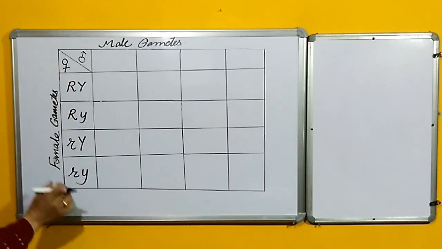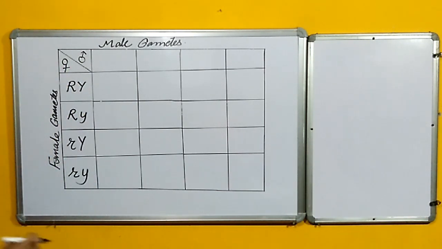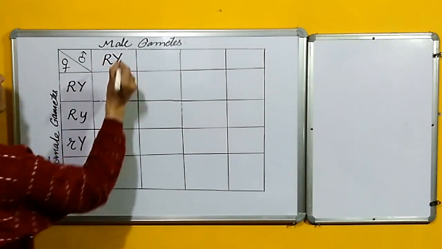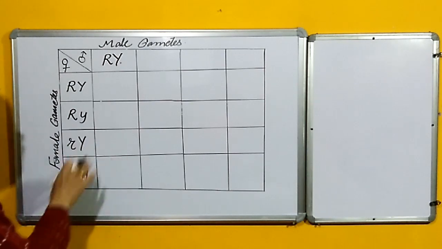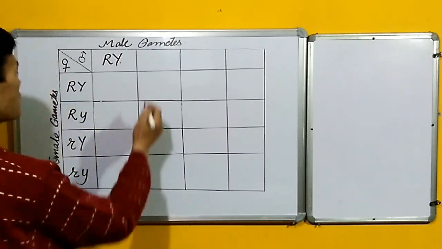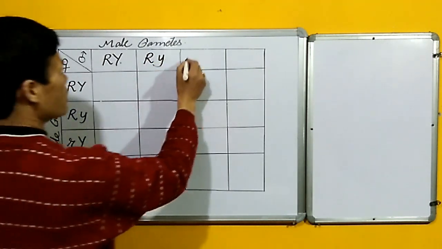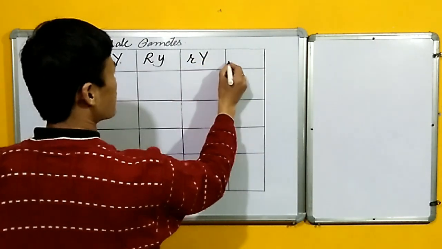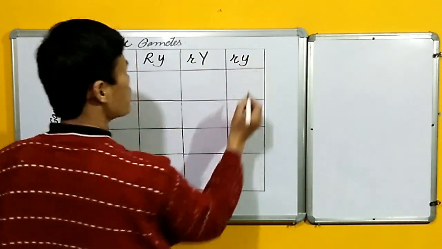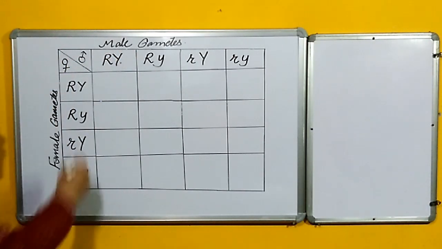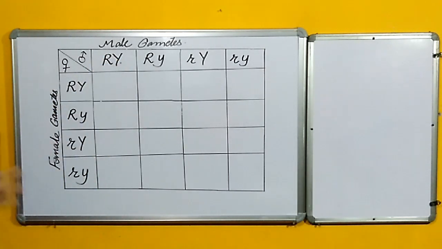On this side we have written the female gametes. Now on this side we shall write the male gametes as well. The male gametes will also be of the same type because both the parents involved have the same genotype. Therefore, capital R, capital Y, capital R, small y, small r, capital Y, and small r, small y will be the types of gametes for the male parent too. Now we combine the gametes to see the genotypes of the F2 generation.